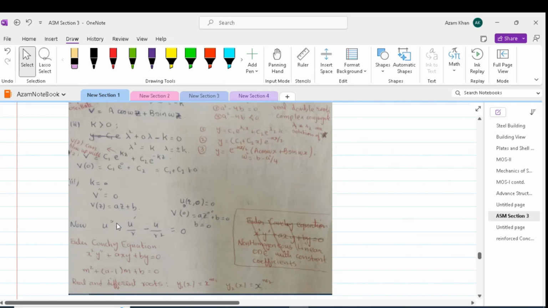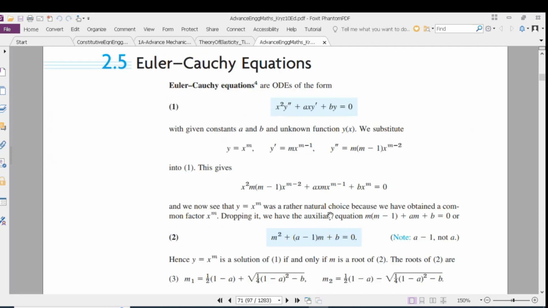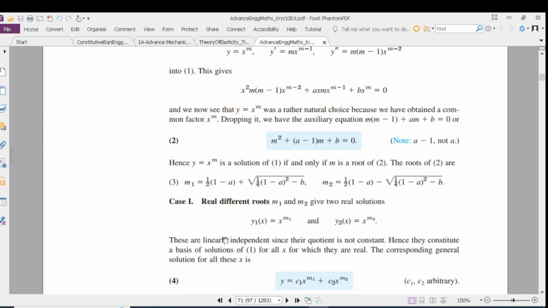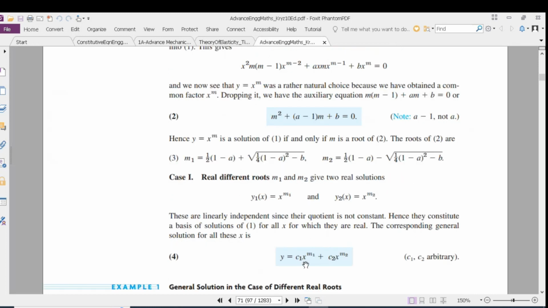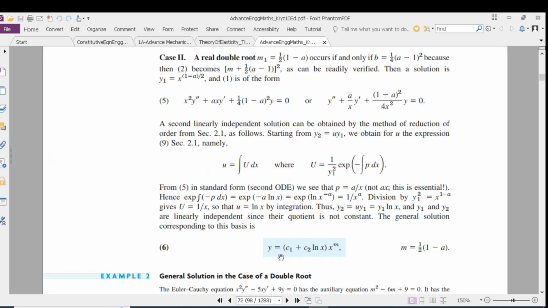The equation u double prime plus u prime by r minus u by r square is of the form of the Euler-Cauchy equation. As per this equation, we can have again an auxiliary equation in terms of m's, and from there we can either have real and different roots where y would be equal to c1 x power m1 plus c2 x power m2, or we can have a real double root where y would be equal to c1 plus c2 ln x, in the bracket, times x power m.